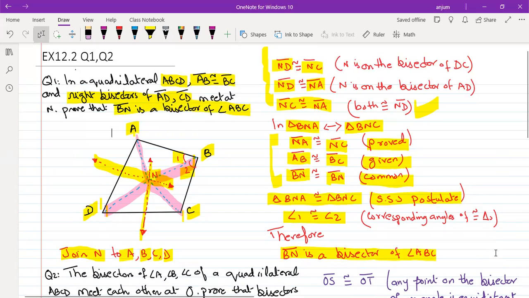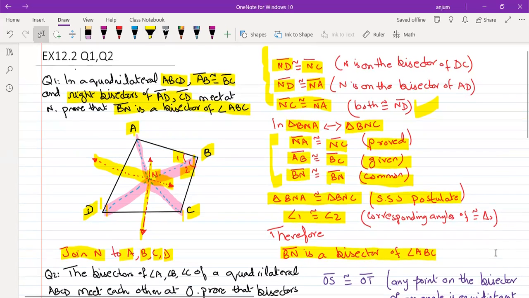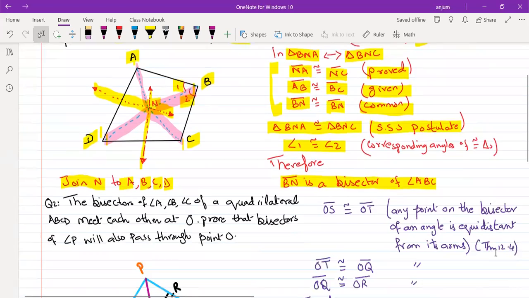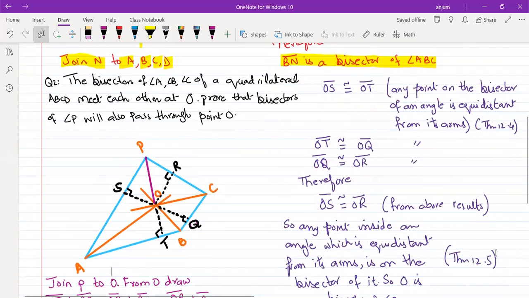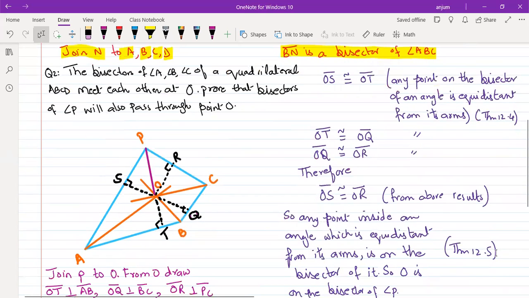Now come to the next question, number 2. The bisectors of angles A, B and C of a quadrilateral meet each other at O. Right. So we have a quadrilateral ABCD, and there are 3 bisectors, the bisectors of A, B, and C. They are meeting each other at the point O.